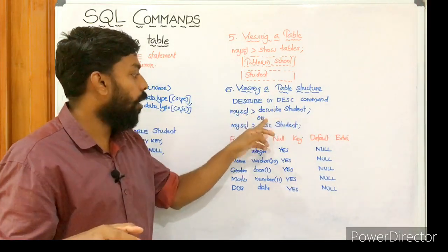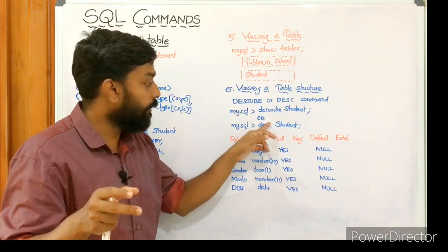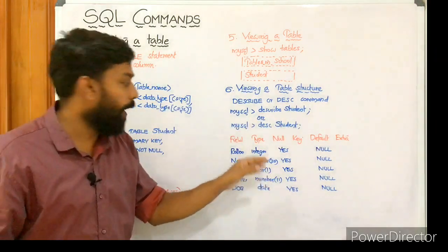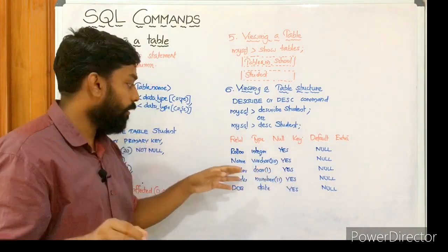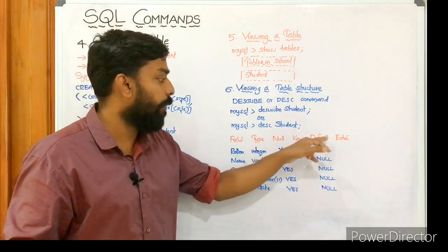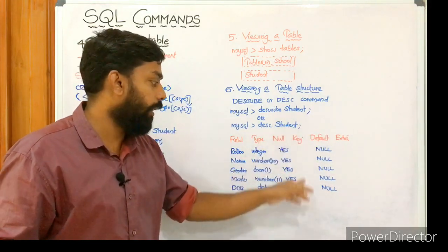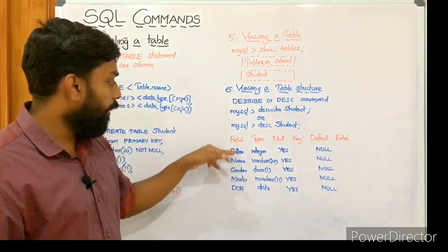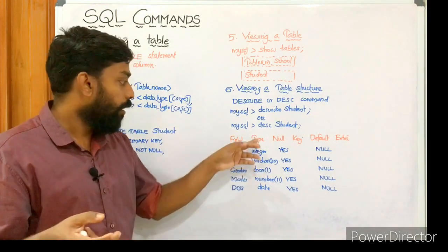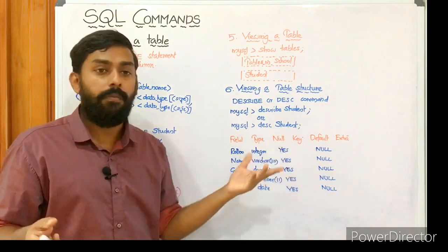Example, describe student, or we can call DESC student. Both are the same. This will be the structure of the table. The column names are field, type, null, key, default, extra. We don't have any value in key as well as in extra. In field, it has shown all the columns, all the fields, or all the attributes. Then type is the data type, null is yes, and default is null.